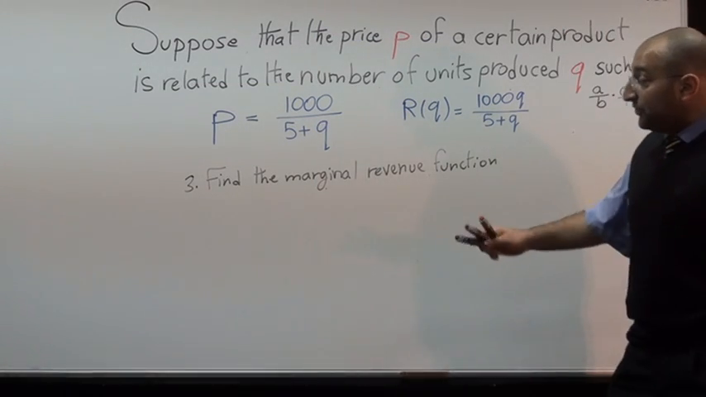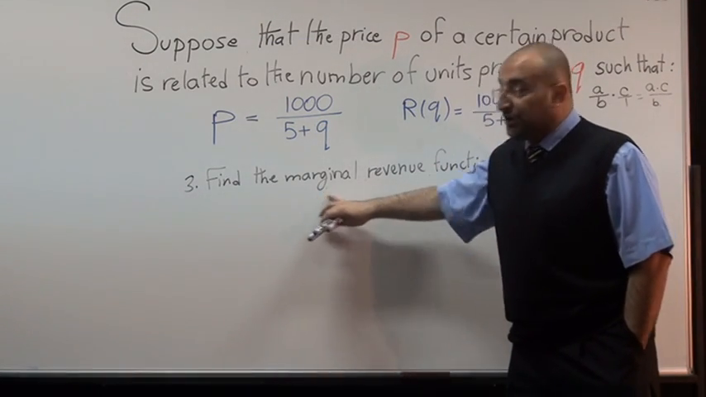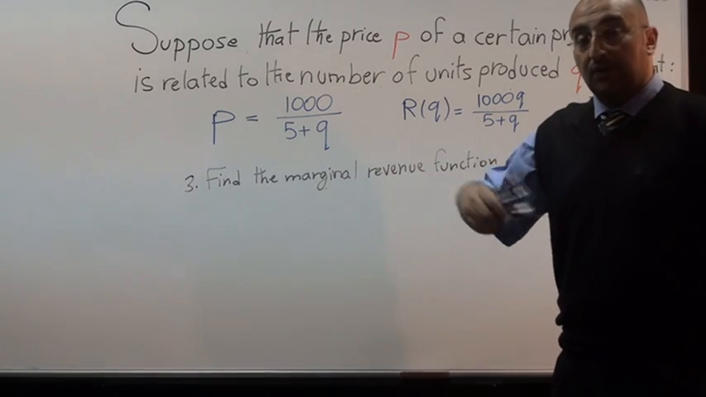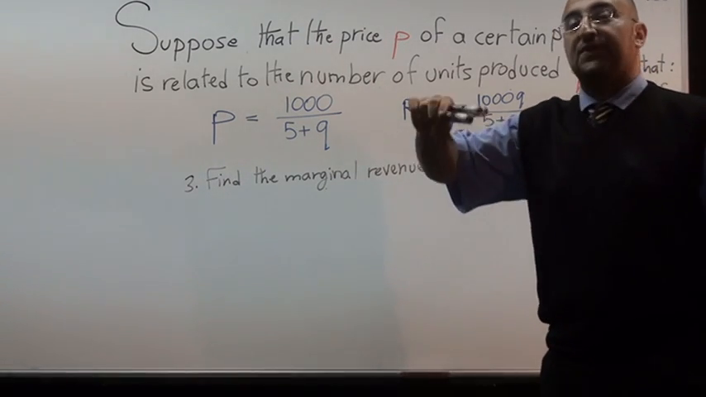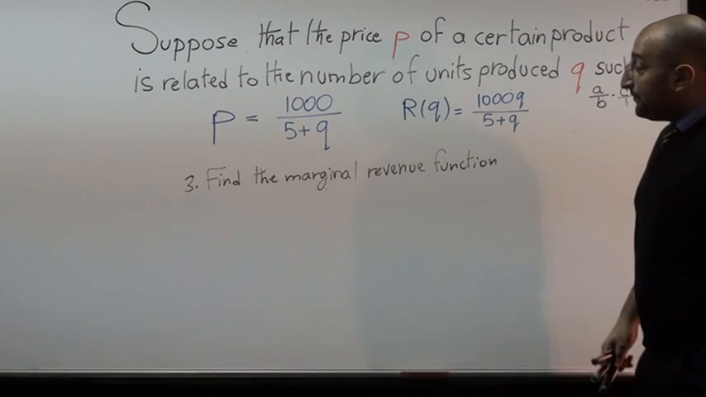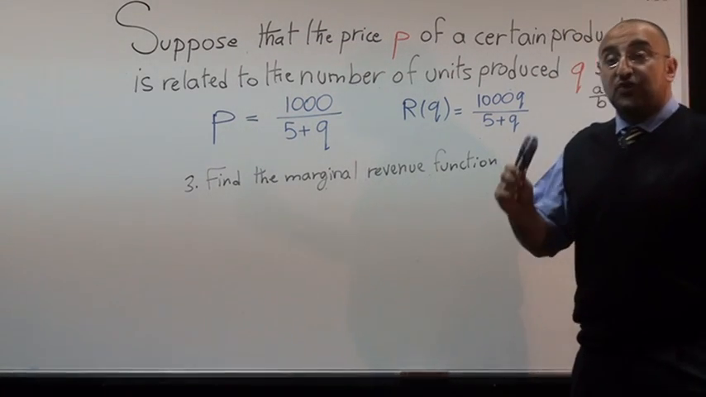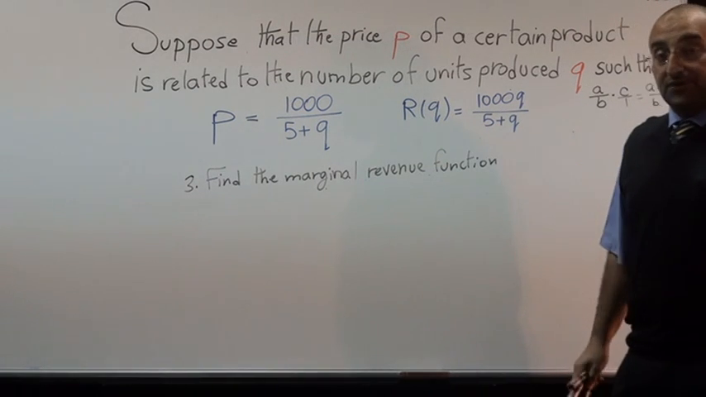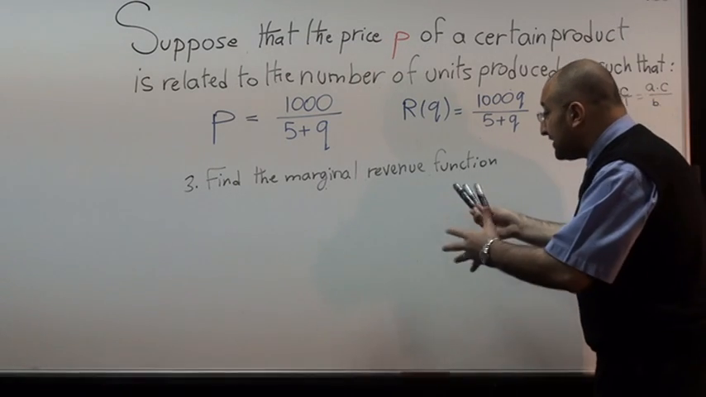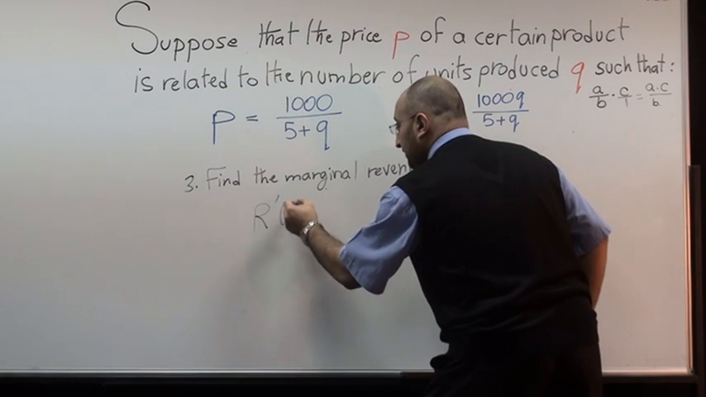If you went back to your previous lessons, you would have remembered that marginal is the cost or the revenue from producing or selling one more item after a certain number of items has been sold or produced. And so the marginal revenue function is basically the rate of change of the revenue function. And that is something that we have established during the lesson. And so the question is basically finding R prime of Q.